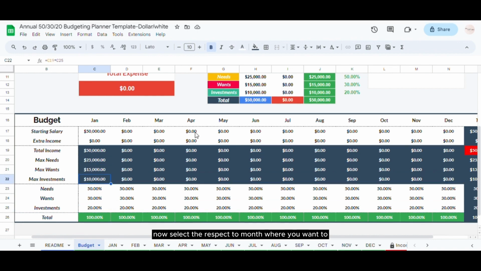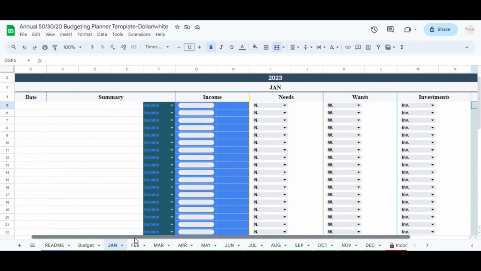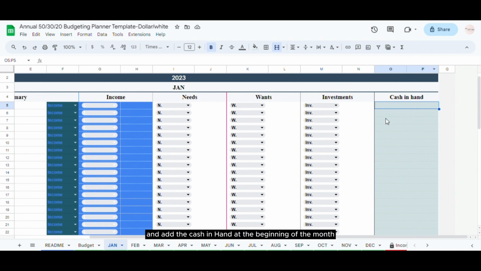Now select the respective month where you want to edit the transaction. So I will select the January month. In this sheet, the first thing you have to do is go to the cash in hand column and add the cash in hand at the beginning of the month. So I will add cash in hand as 3000.